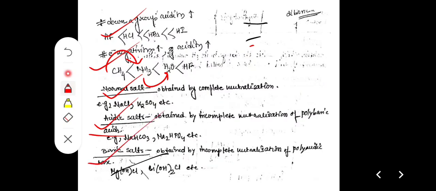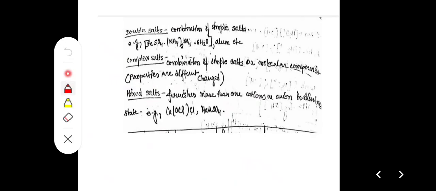Next, basic salt is obtained by incomplete neutralization of a polyacidic base. For example, Bi(OH)2Cl and Mg(OH)Cl. In both cases OH is still there, meaning the OH is not neutralized completely by the acid. So we term these basic salts.